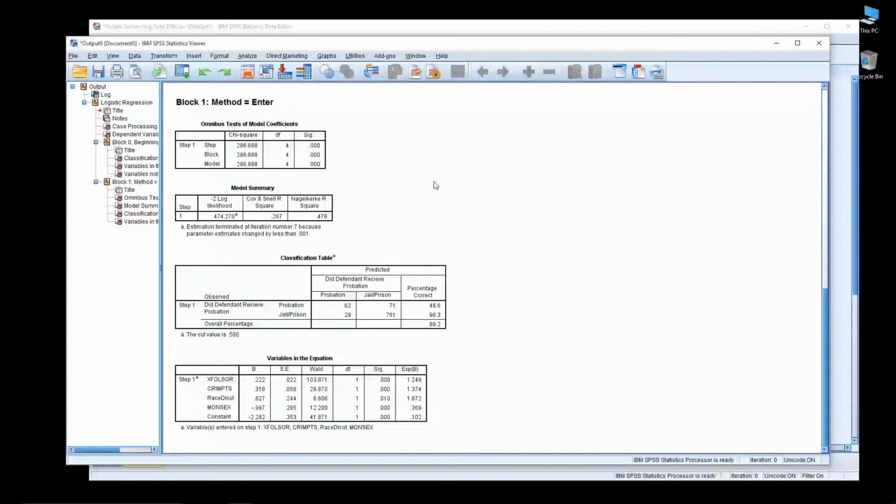Two major ones that SPSS runs are the Cox and Snell R-square and the Nagelkerke R-square. These are attempts to statistically measure or get close to what that R-square value would be. So you can interpret these once again as the change in the dependent variable, in this case probation and jail. The variation is measured by this.